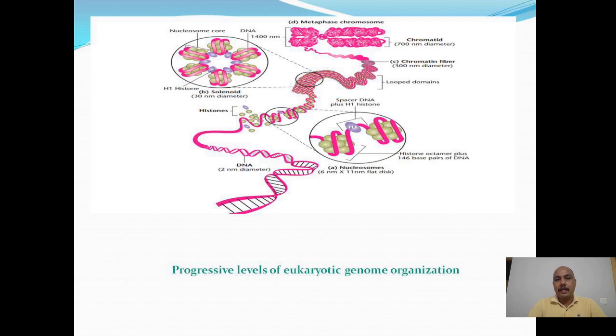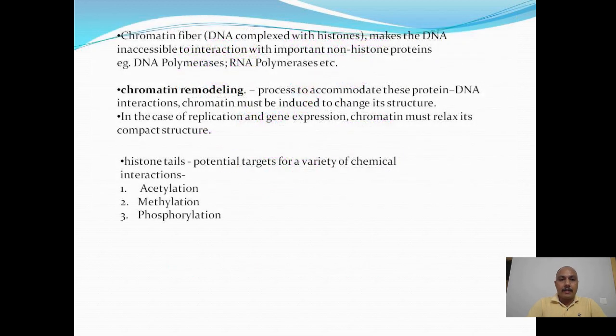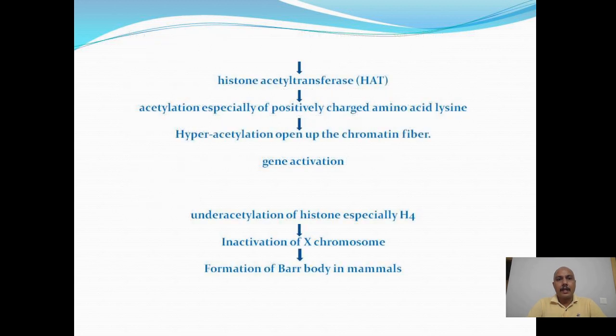It is systematic packaging. That means whenever any part of the DNA that has a gene is required, it opens up beautifully because of some sort of chromatin remodeling. And that chromatin remodeling requires multiple kinds of histone modifications that occur on the histone tails. The famous or major ones are acetylation, methylation and phosphorylation.